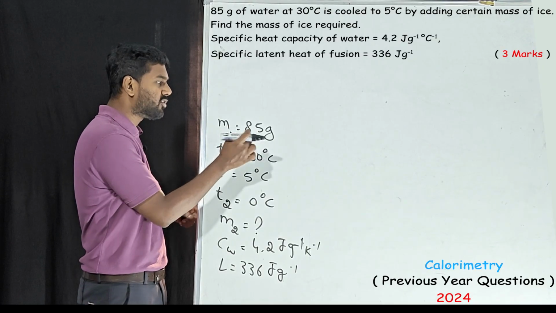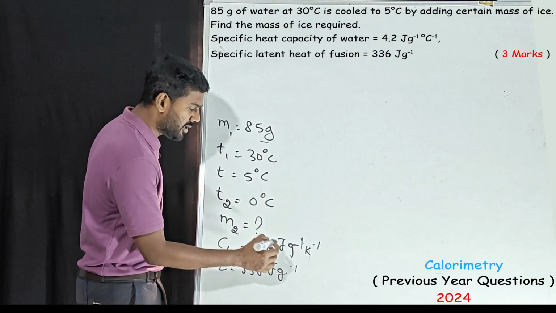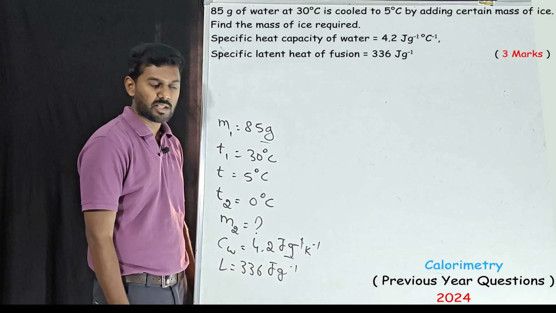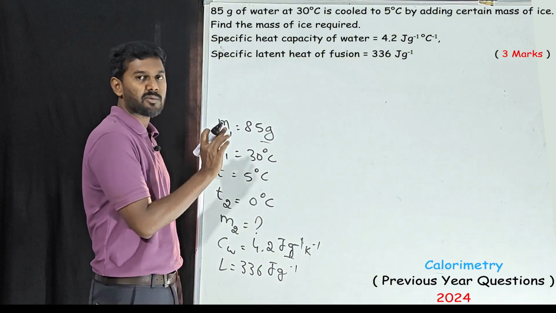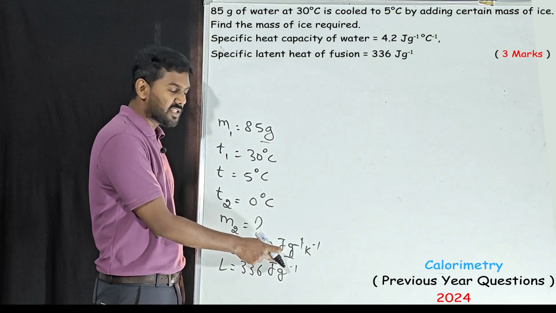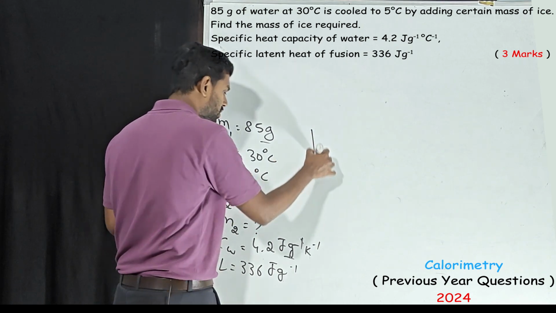Now here, the mass of water and mass of ice we are going to find. Whether we have to convert into kg or keep it in grams only depends upon the specific heat capacity. See, the specific heat capacity, it is in grams, right? So let it be in grams. If the specific heat capacity is in kg, this should be converted into kg. Now both are in grams, so no issue.